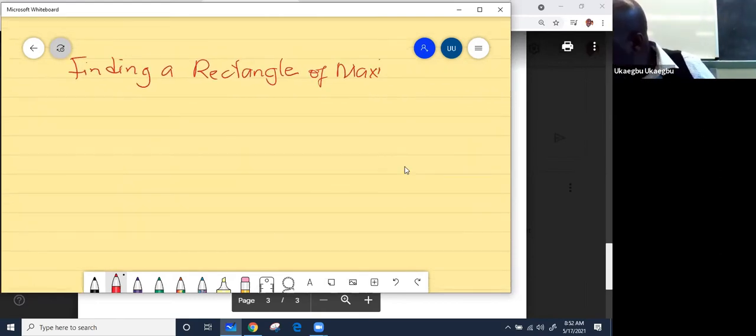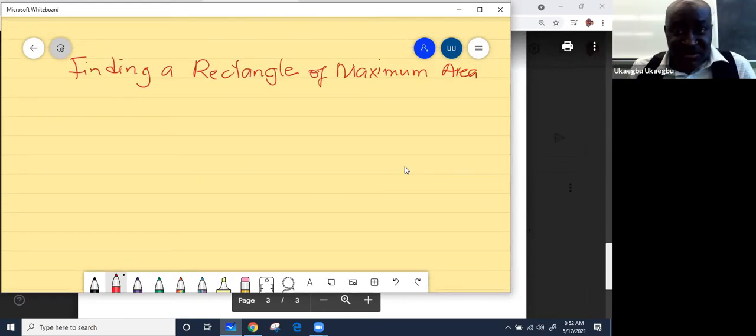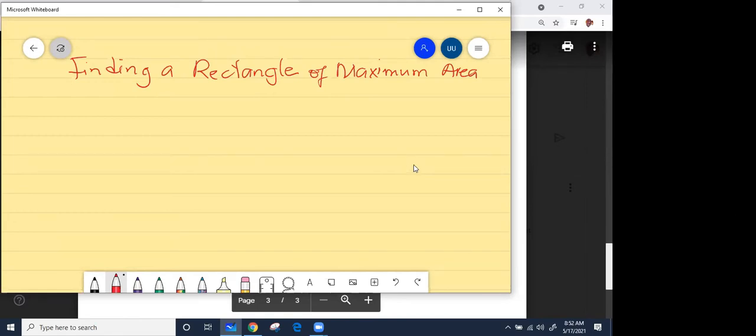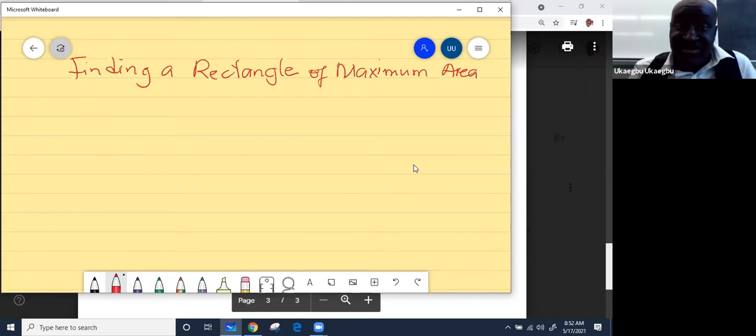What's another word for maximum? Hello, I need help. Your English is very good. Not area, another word for maximum. Like greatest. The greatest, thank you. The greatest value area you can get from a rectangle. So that's our goal right now.